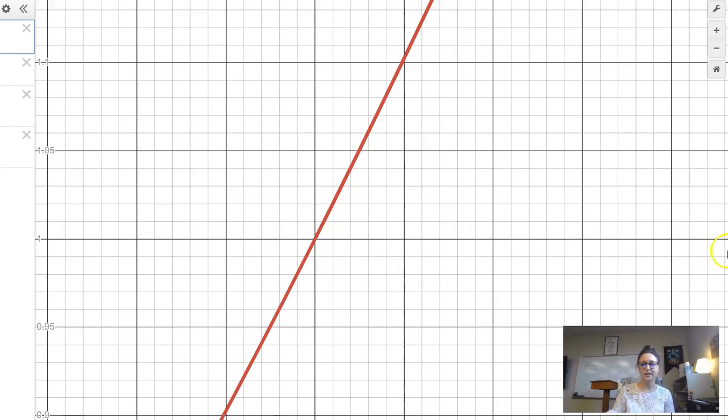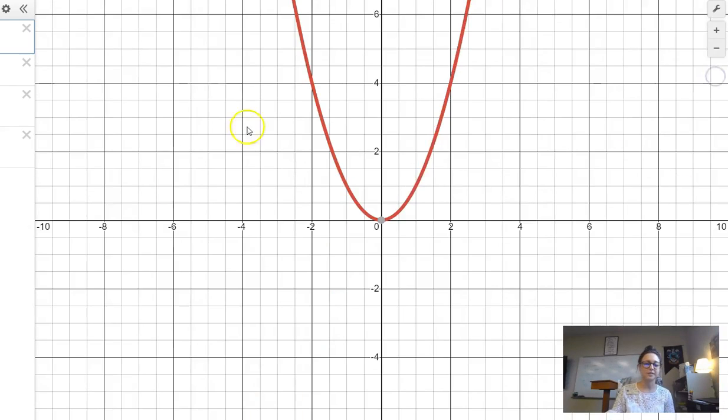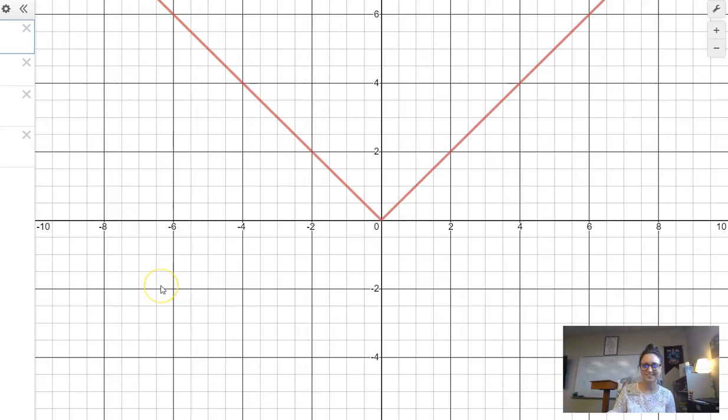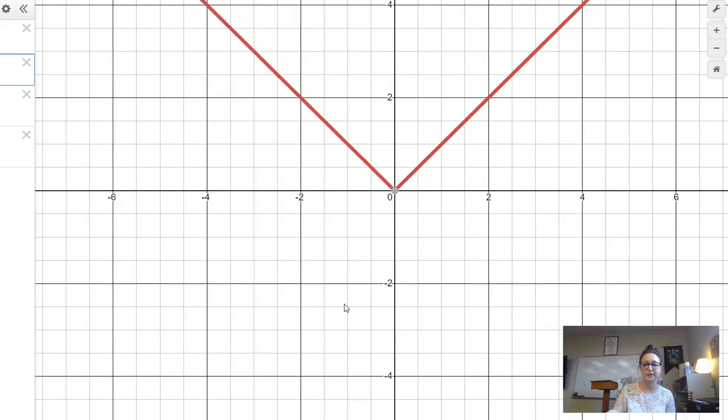All right, let's try another one. Let's come back to my home screen. What is that function? This is not a trick question, this is y equals the absolute value of x. So what I'm going to do is choose the origin here, once again, and let's see what happens when I zoom in here.